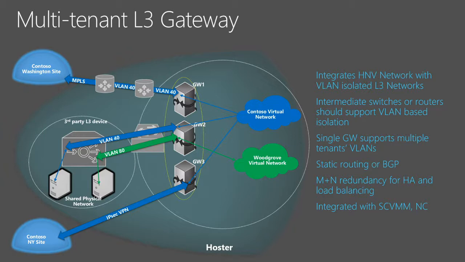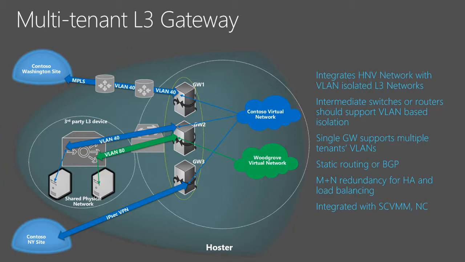The third use case is that there could be a third-party appliance sitting in the physical network and providing different network services. Like the hoster could have put a load balancer and he could say, hey, I'm going to provide load balancing services to all my tenants. So these are 3 use cases where a virtual network needs to access something in the physical network.